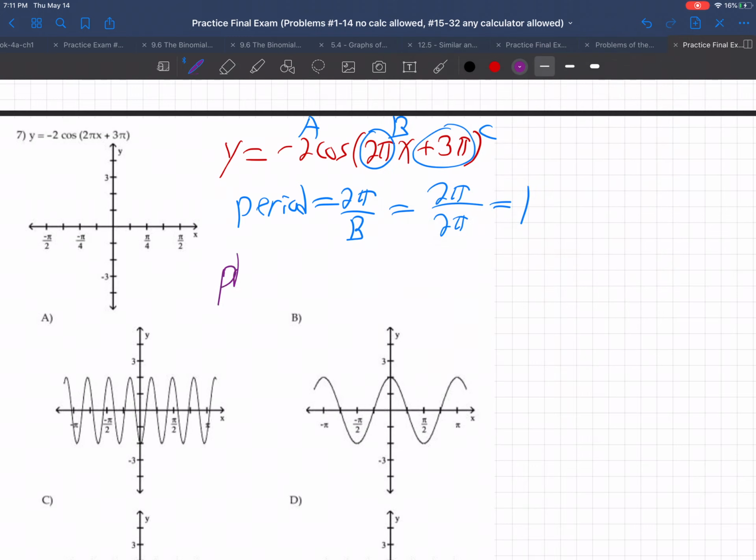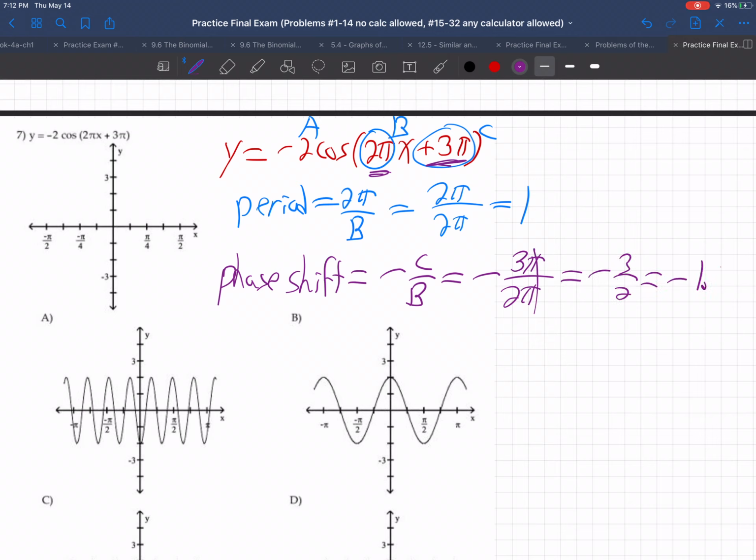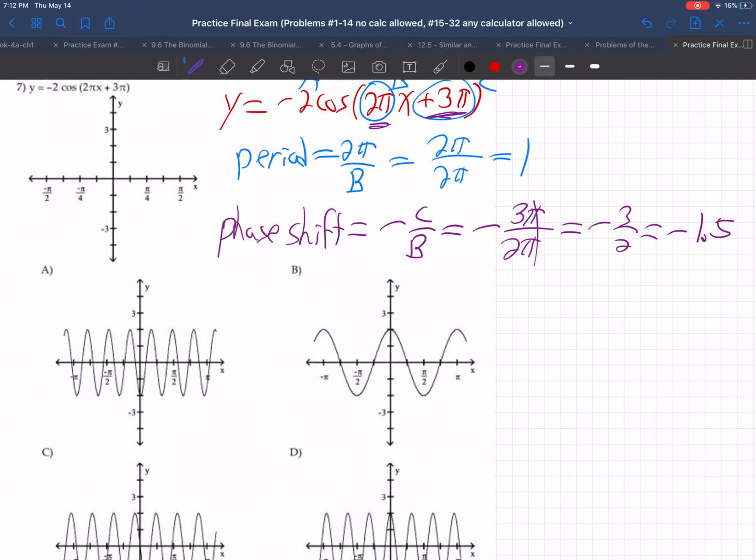And the phase shift is negative c over b. So negative c, 3 pi over b, which is 2 pi. So the pi's cancel. That's negative 3 divided by 2, which is negative 1.5. So the phase shift is negative 1.5. So that's where the function starts. It starts one cycle at the phase shift. Remember, that's what the phase shift is. It's where the start of one cycle is.